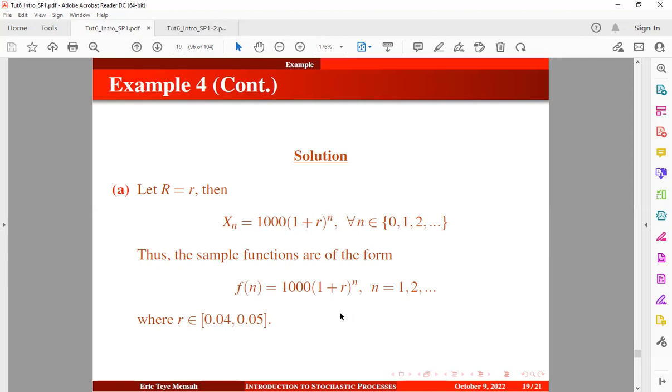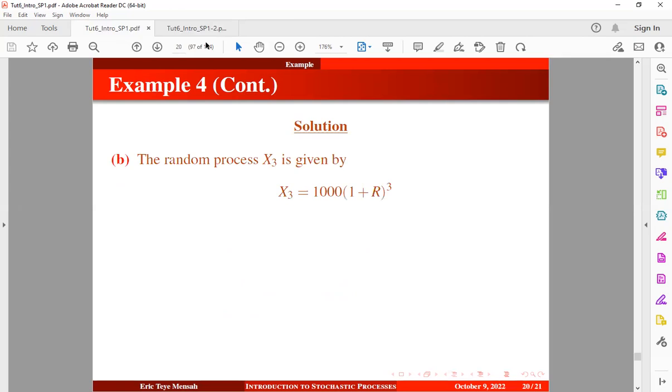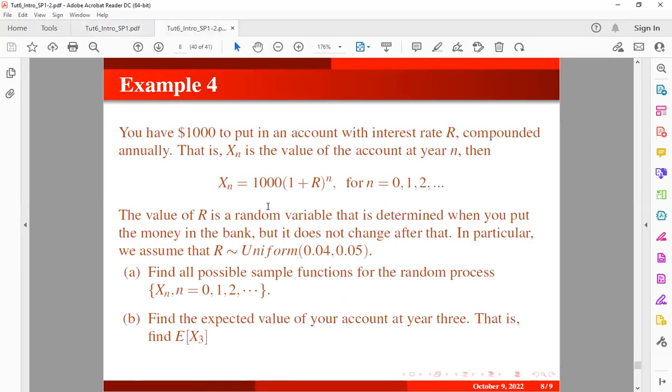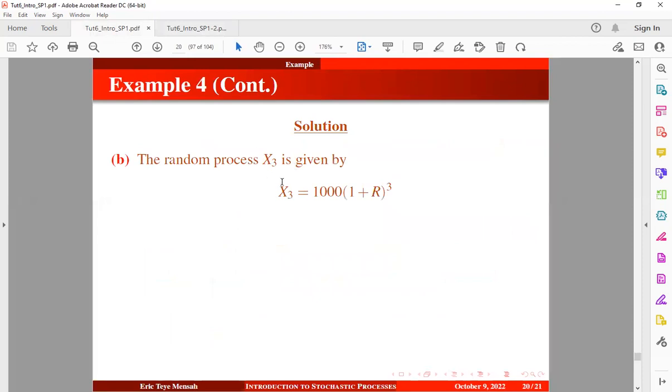Now let's take a look at the second part and go back and check the question. We want to find the expected value of the account at the third year. So the process at the third year can be defined in this form. If we replace 1 plus R with Y, then we can have the process defined in this form, where Y is uniformly distributed within the range 1.04 and 1.05. Don't forget that R is within the closed interval from 0.04 to 0.05, so once you add 1 to it, you have 1.04 and 1.05.